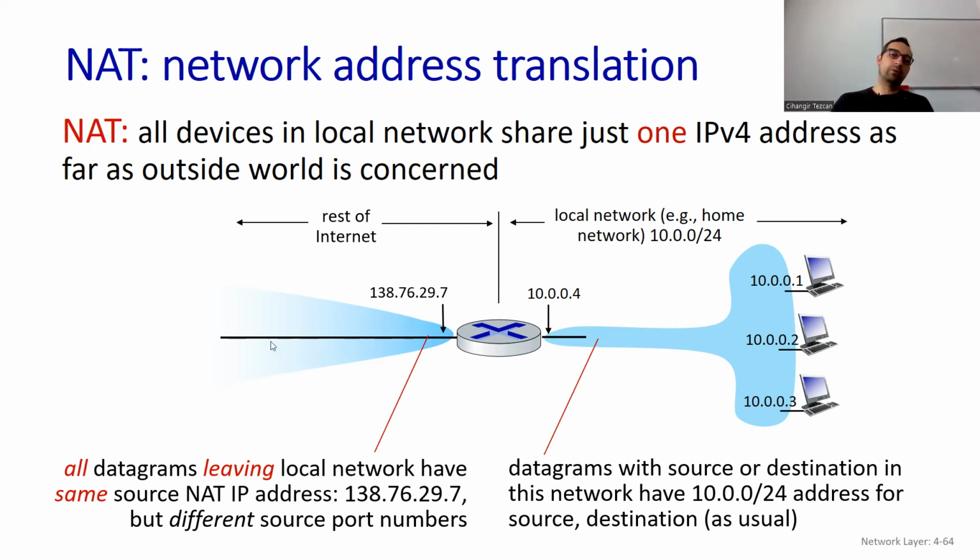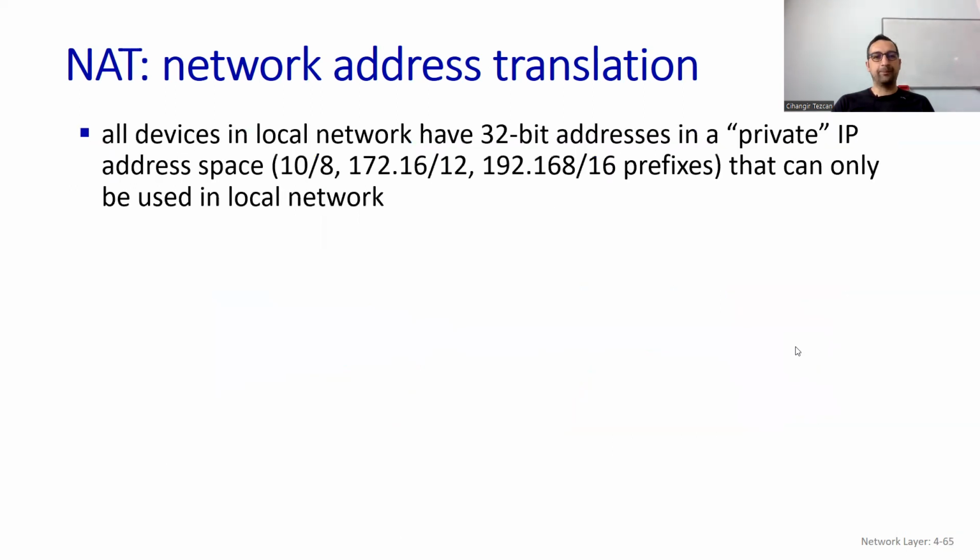But from the outside world, the IP address of the router is this, and every computer inside that goes to the outside, the rest of the internet, uses this IP address. So all datagrams leaving the local network have the same source NAT IP address, as in this example, but different source port numbers. Looking at these port numbers, the router knows which data is sent to which host. That is the whole idea.